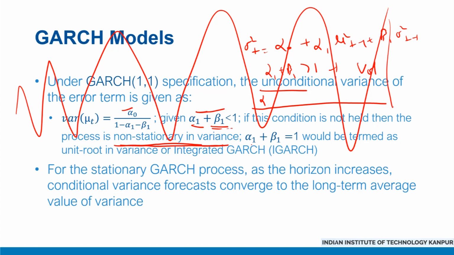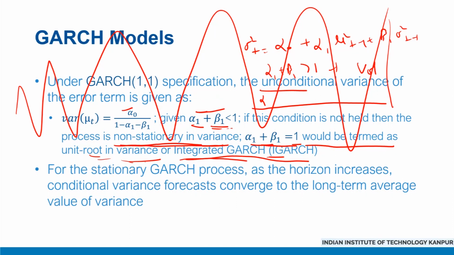At best, what you have is alpha 1 plus beta 1 equal to 1, which is often termed a unit root, or non-stationarity in variance, or integrated GARCH, I-GARCH. So this relationship of alpha 1 plus beta 1 equal to 1 captures what we call the non-stationarity or unit root process in I-GARCH, integrated ARCH or variance.